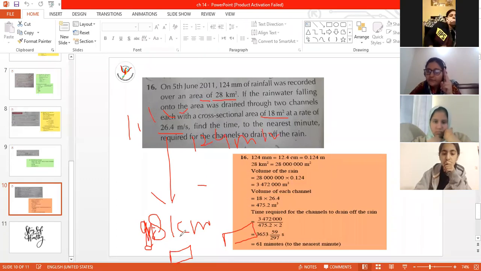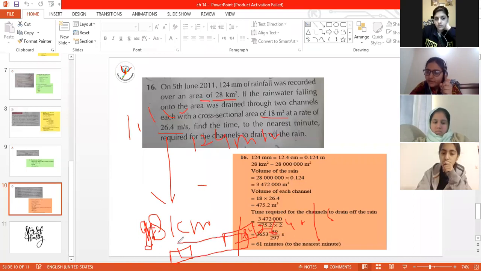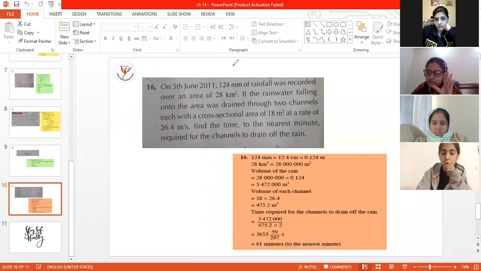And each of the drains has a cross-sectional area of 18 meters square at a rate of 26.4 meter per second. We have to find the total time which these two drains will need to drain off all the rainwater. Clear? The question is clear?